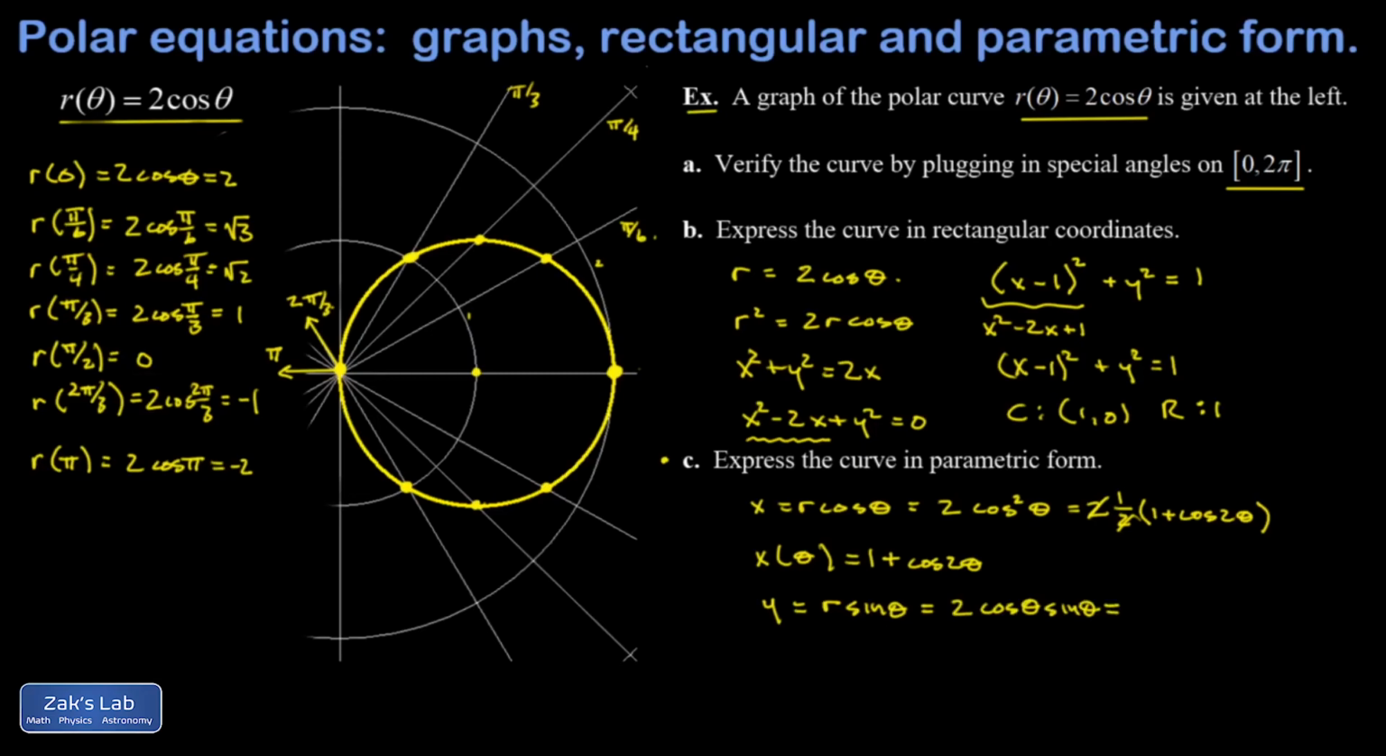And I use the trig identity on this, that 2 cosine theta sine theta is the sine of 2 theta. And I've got my parametric equation for y. So if you've recently studied parametric equations, you should recognize this as the equation of a circle where the center is (1, 0). So again, it's the same thing that's in the picture.